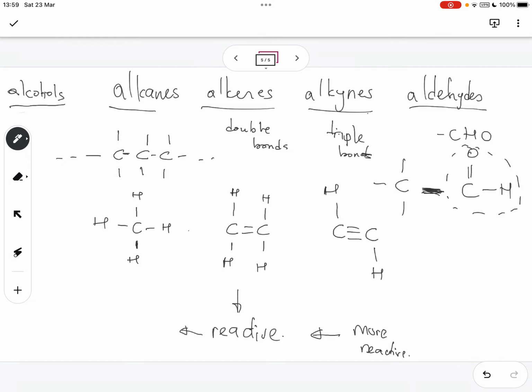And then alcohols would typically have an OH. So they have an OH, so it's oxygen and hydrogen. It's called a hydroxyl group. And that you would find if you have, let's say, methanol, for example, or ethanol. It would be 2 of these, and then there's an oxygen, and then there's a hydrogen.